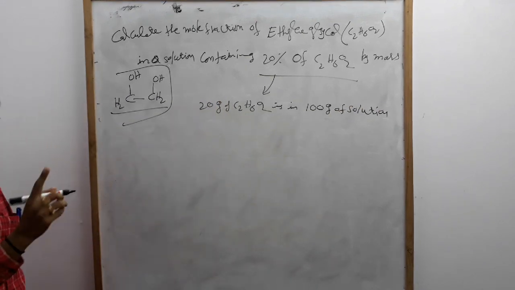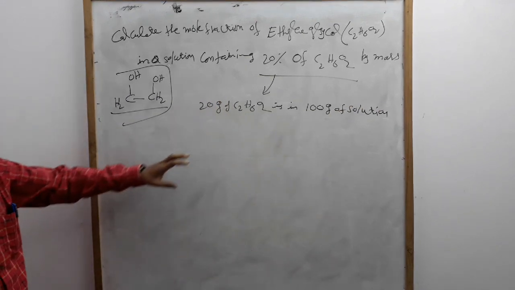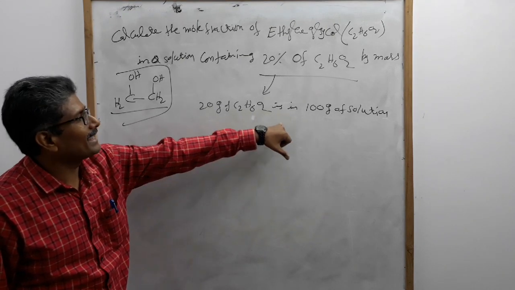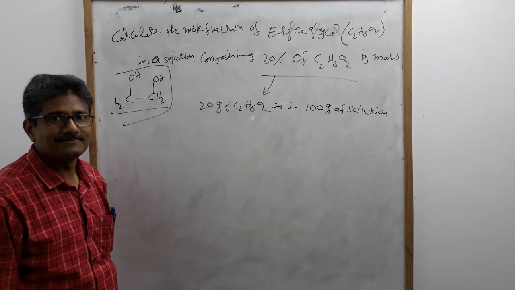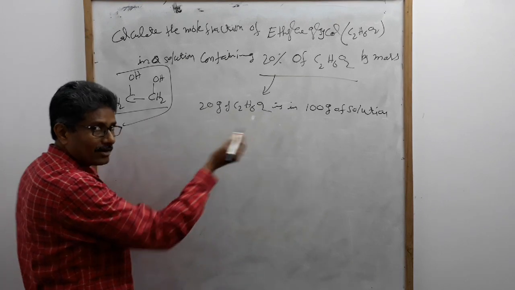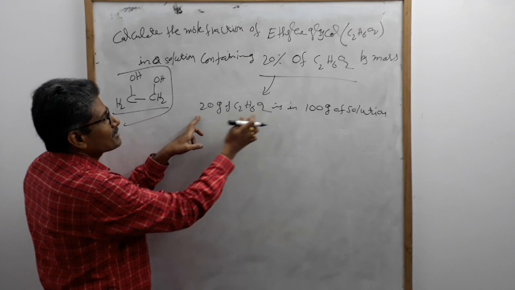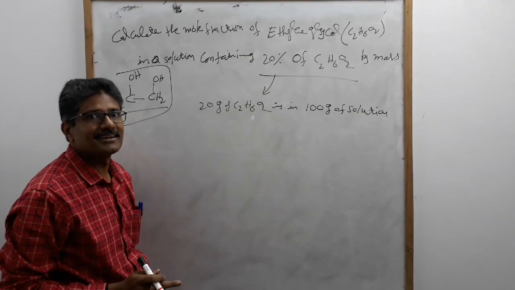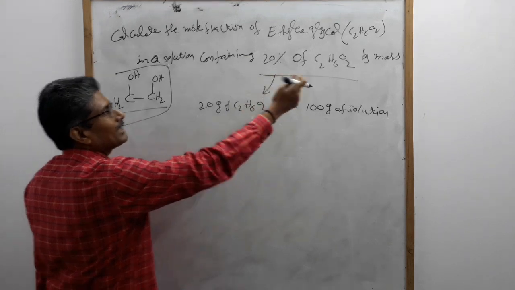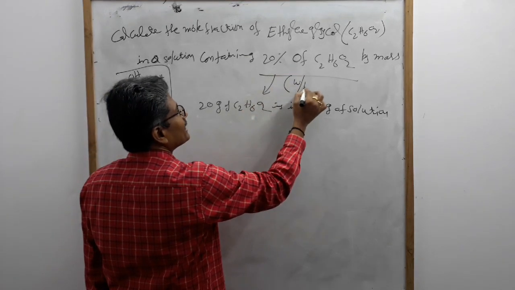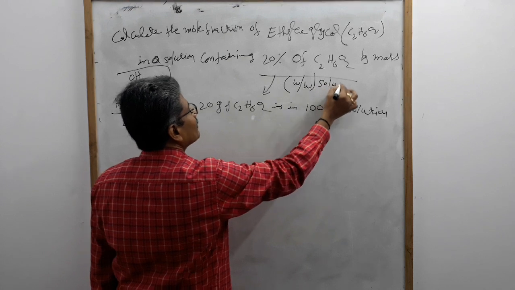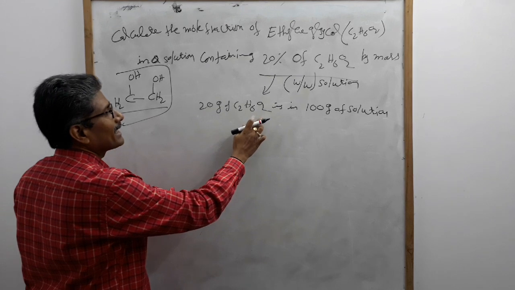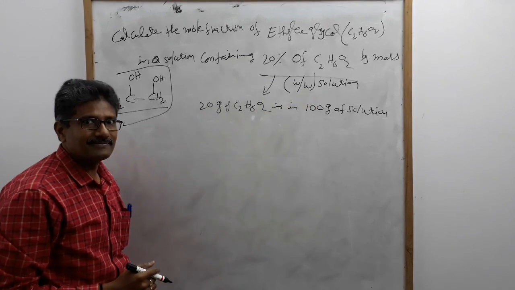20 grams of ethylene glycol in 100 grams of solution. That means, or we can say it like this, 20 grams of ethylene glycol in 80 grams of water. 20% by mass means weight by weight solution. We will discuss the problem later. 20 grams of ethylene glycol in 100 grams of solution.